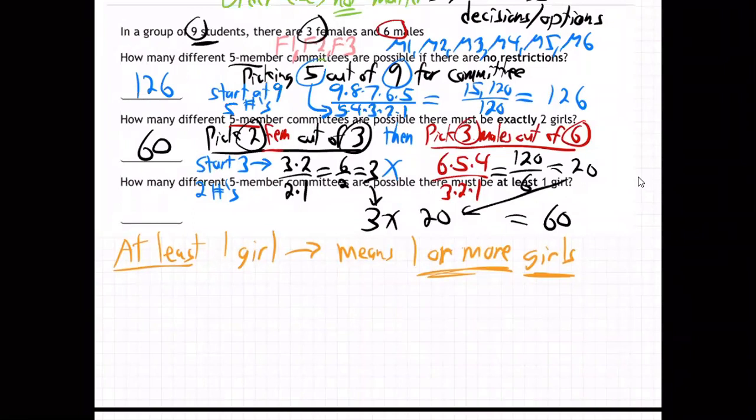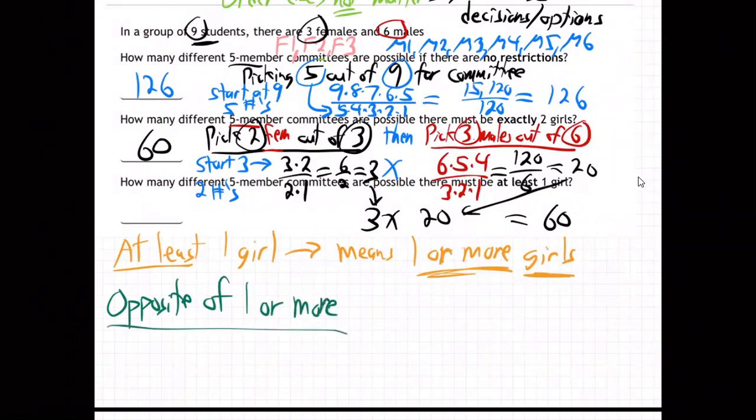Okay, well, the best way to do this problem is to think this way. What's the opposite of that? I know it seems fun, like why am I doing this? At least 1 is tough. So instead, think about the opposite. What's the opposite of 1 or more girls? No girls, right? Isn't that the opposite of at least 1 girl? The opposite is no girls, right? Figure that out and then subtract, because that's easier.